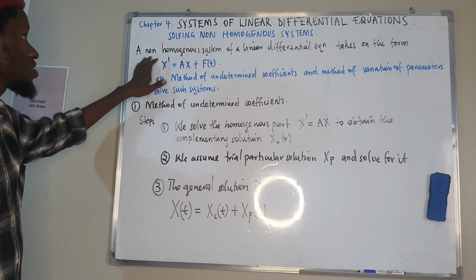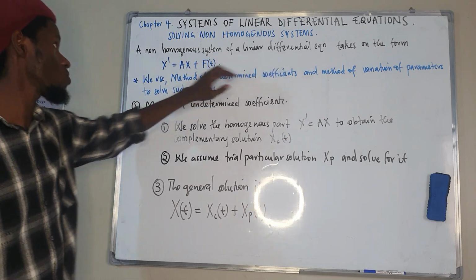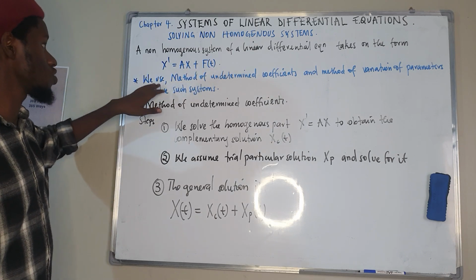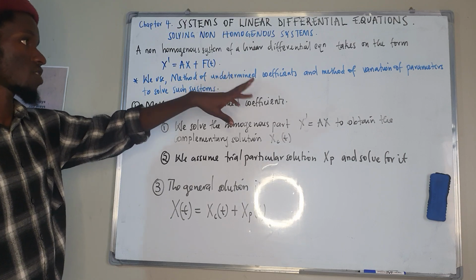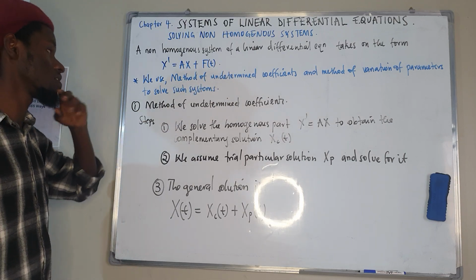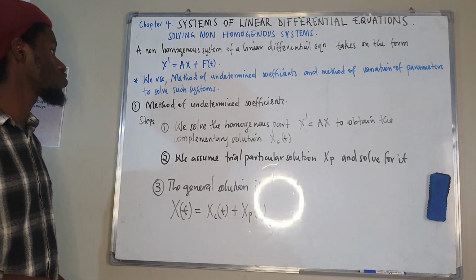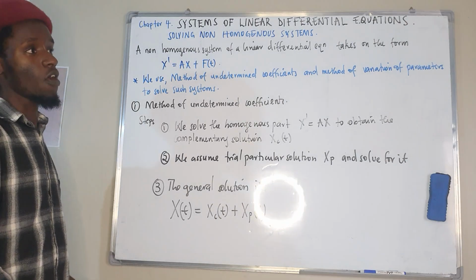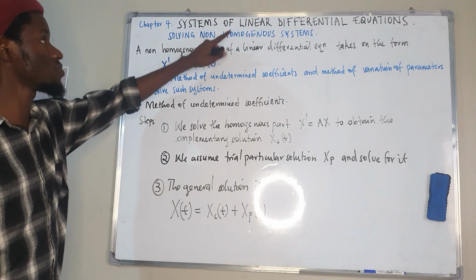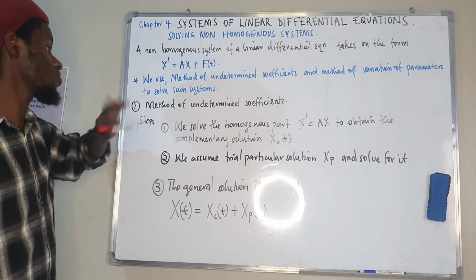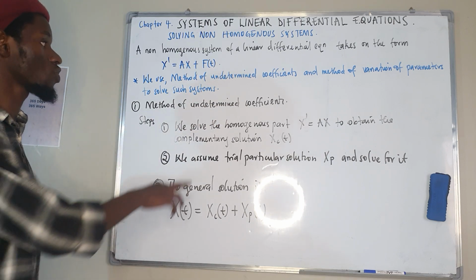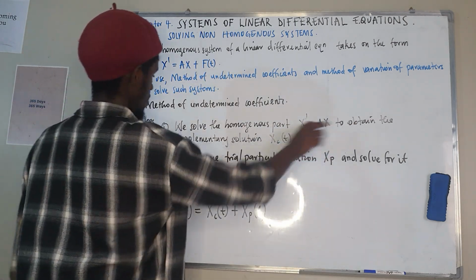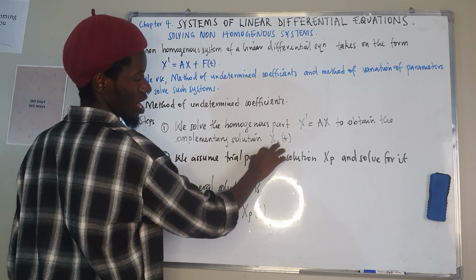We say a non-homogeneous system of linear differential equations takes the form x prime equals Ax plus f of t, and we shall use the method of undetermined coefficients and the method of variation of parameters to solve these systems. Today we shall talk about solving using the method of undetermined coefficients. When solving non-homogeneous systems using this method, we have 3 steps to follow. The first step is to solve the homogeneous part, x prime equals Ax, to obtain the complementary solution x c at t.